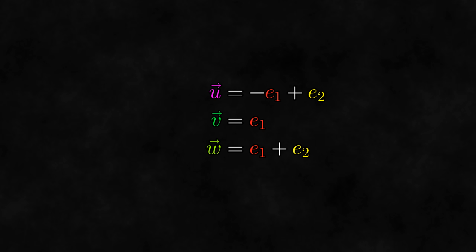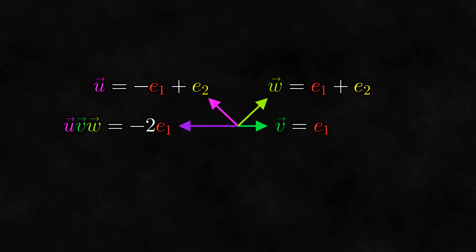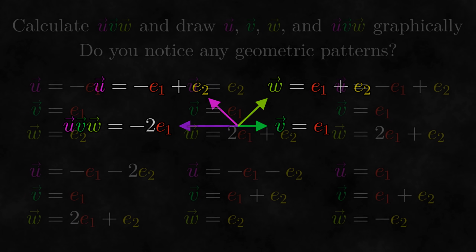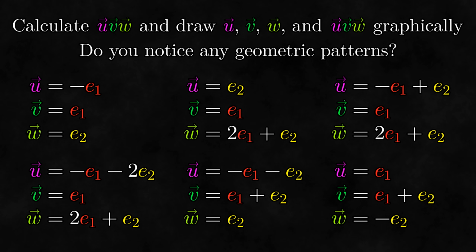In the last video, I left you with an exercise. If you need a refresher, here it is again. Given three vectors, we can calculate their geometric product and draw it graphically alongside the original vectors. I asked you to repeat this process with all of these sets of three vectors and look for any geometric patterns. If you haven't tried this yet, I would suggest pausing the video now and doing it, since the answers lead to the main topic of this video. So, I'll just show the answers here.